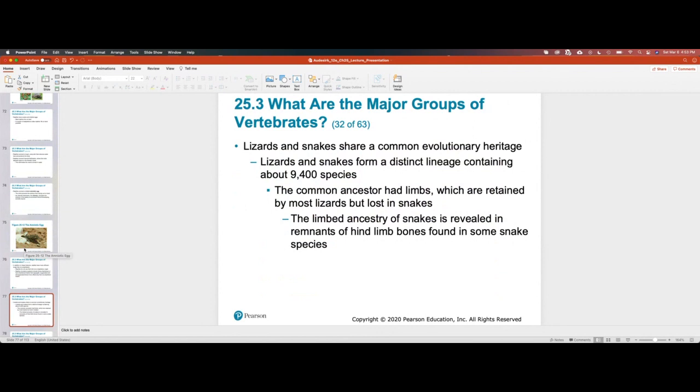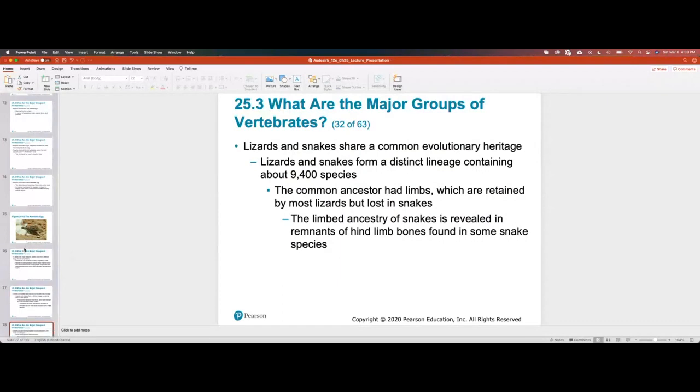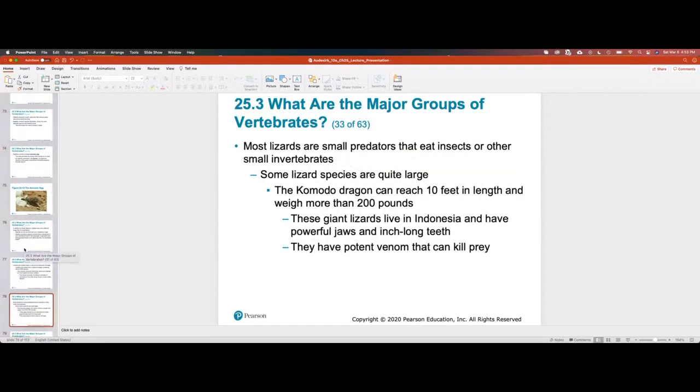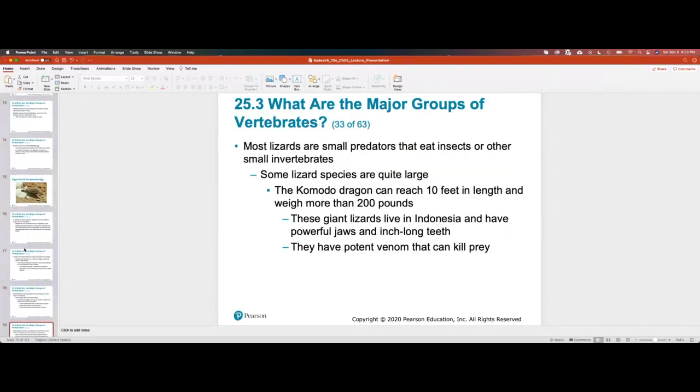Lizards and snakes form a distinct lineage, about 9,400 species. The common ancestor for those two had limbs. Lizards retain their legs, but snakes lost them. But you can see some remnants in some of the bones in a snake.